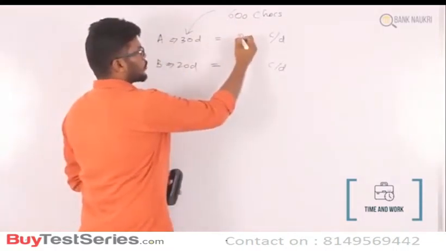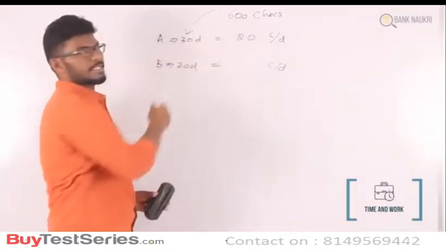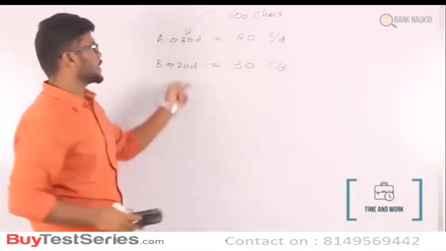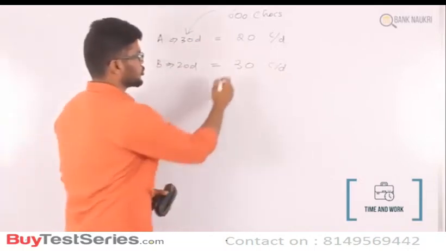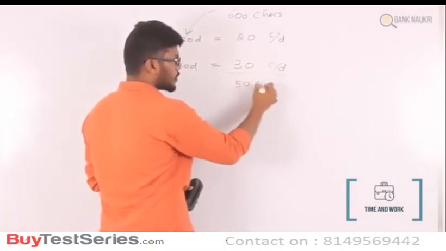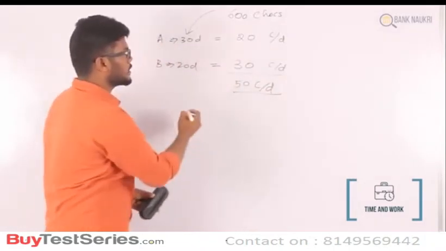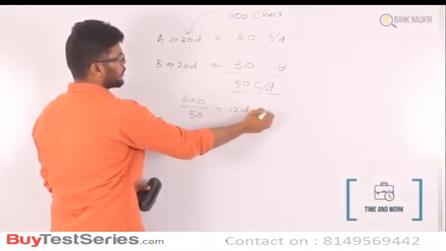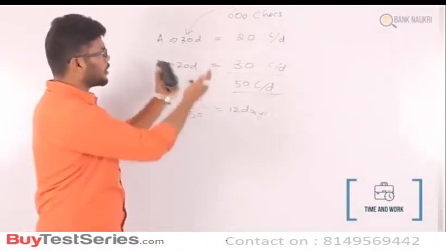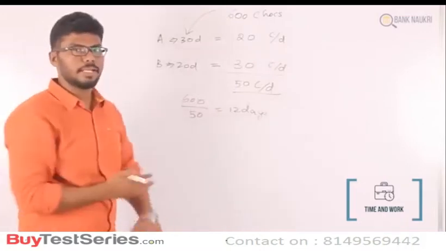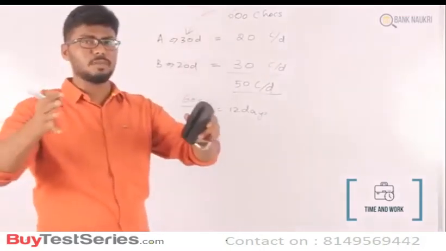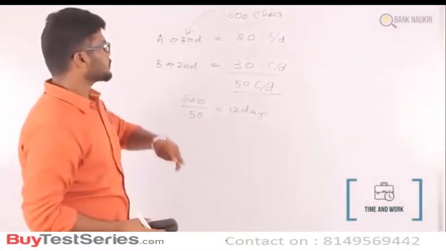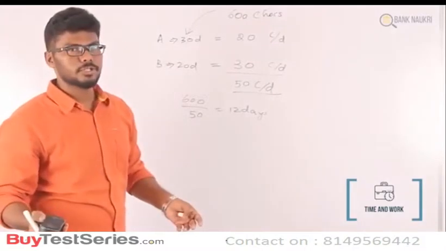Now, A will finish 20 chocolates per day because he will finish 600 chocolates in 30 days. And B will finish 30 chocolates per day because he will finish 600 chocolates in 20 days. So, together they will be finishing 50 chocolates in one day. So, to finish the 600 chocolates, they will take 12 days to complete the work. Very simple. I did not use any fraction or equation here. I just visualized the problem with chocolates and I got the answer in just one step, right? I hope you guys understood this problem.